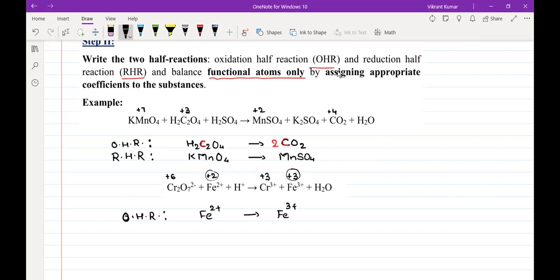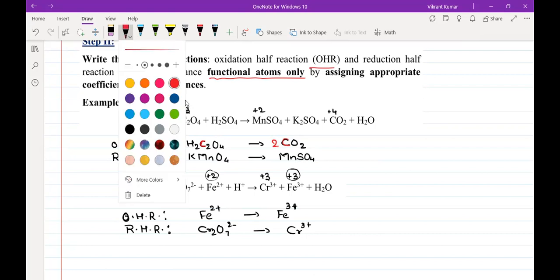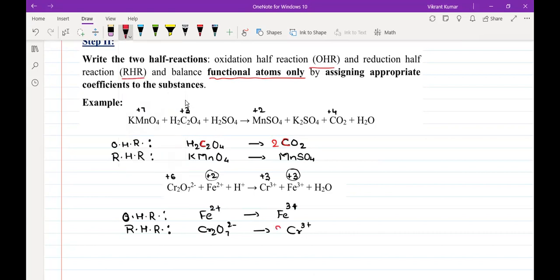Should I put any coefficient to balance the functional atom? No, Fe is already balanced. But if I write the reduction half reaction, what is it? Cr2O7 2- to 2 Cr3+. Cr2O7 2- giving Cr3+, because Cr is going from +6 to +3, and that's why the oxidation number is decreasing, so reduction is happening, and that's why we have written that. Any coefficient required here? Yes, sir, 2 on the Cr3+ side. On the Cr3+ side we can put 2, or we can write half on the left side, whatever we want to. Okay?